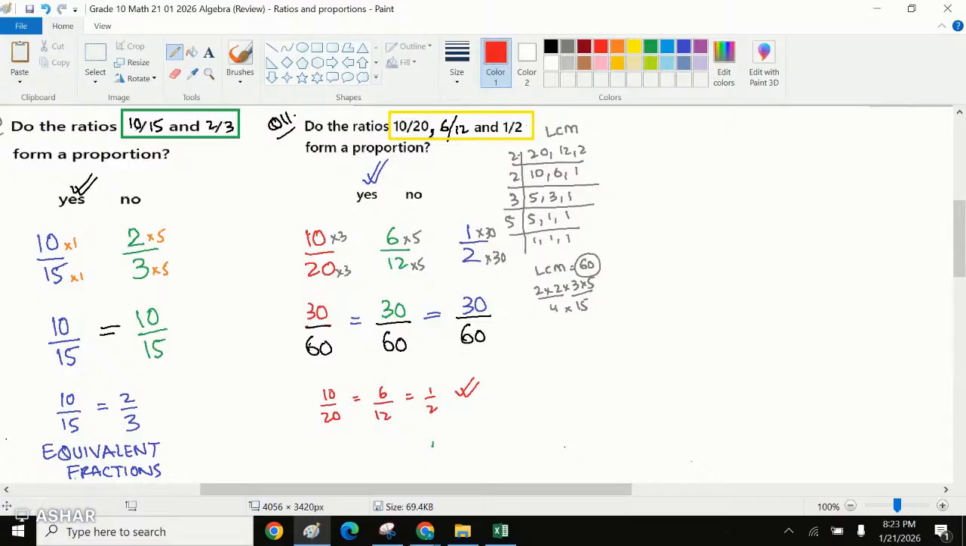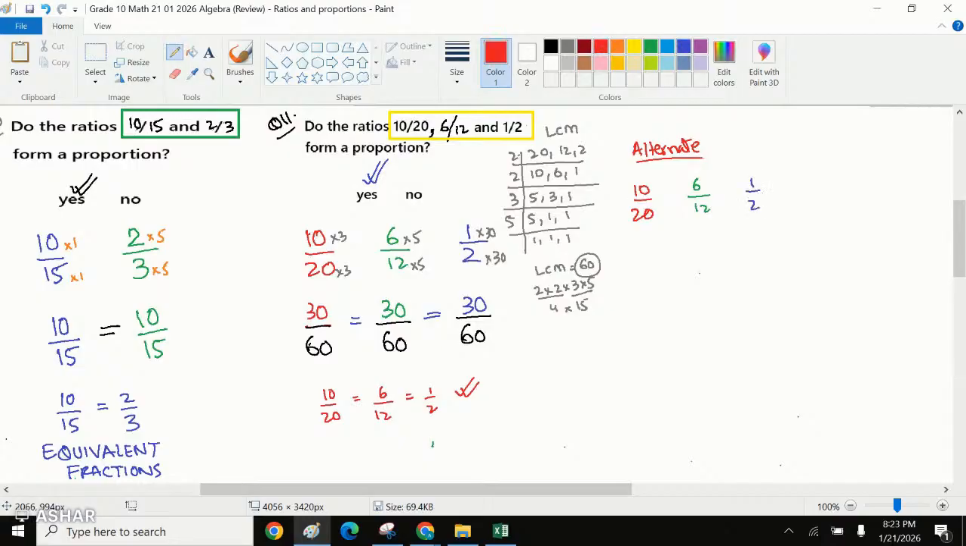But if we want to look at an alternate, let's say alternate easier method, right? We would always want to have an easier method so that we can save our time. Time saving is also a very important factor while doing an examination. So if the first value was 10 over 20, the second value was 6 over 12, and the last value was 1 over 2.